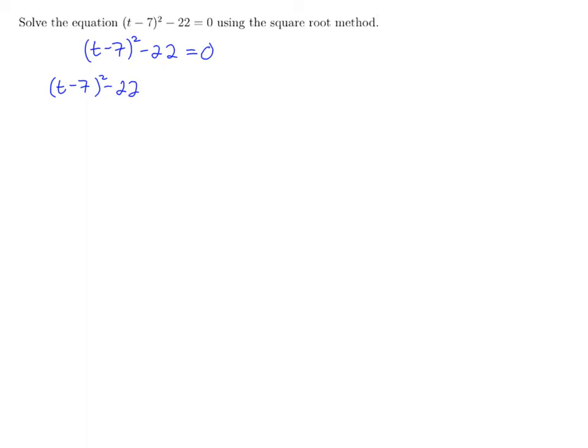we'll take that quantity t minus 7 squared minus 22, and then we'll add 22 to that left-hand side. And then that's equal to 0, and we'll add 22 to the right-hand side as well. Now that we've added 22 to each side, the left-hand side will simplify to that t minus 7 squared, and then the right-hand side will just have 22.